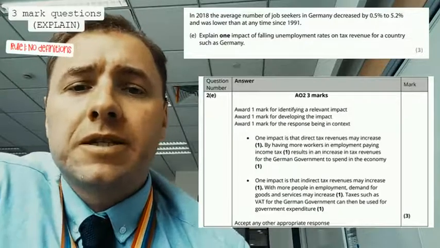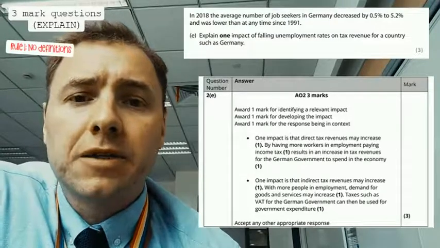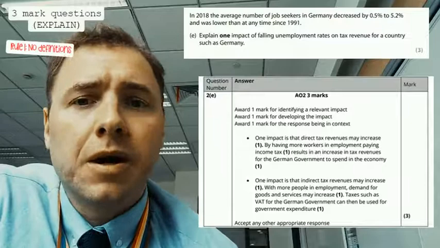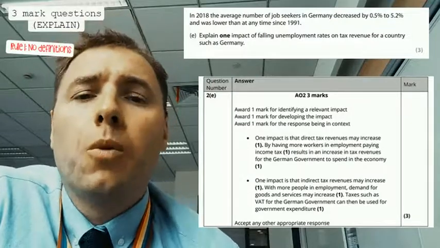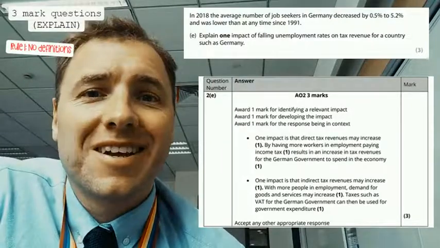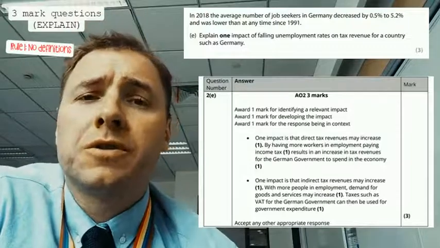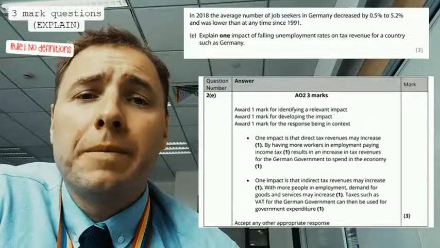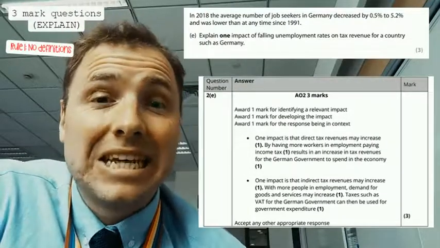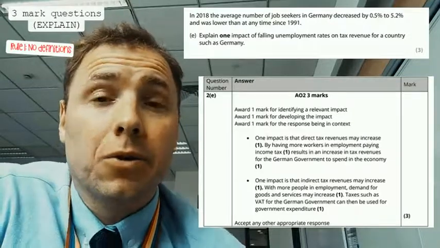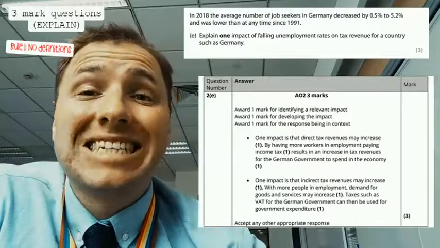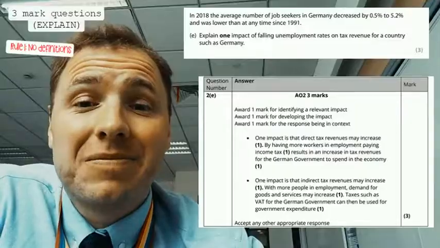So starting your sentence, quite easy. In this case, 1 impact is. In other questions, it might be 1 reason is, or 1 opportunity cost is. It's quite straightforward to start your sentence. 1 impact is, and state the impact. Don't need to explain it yet, just state the impact.